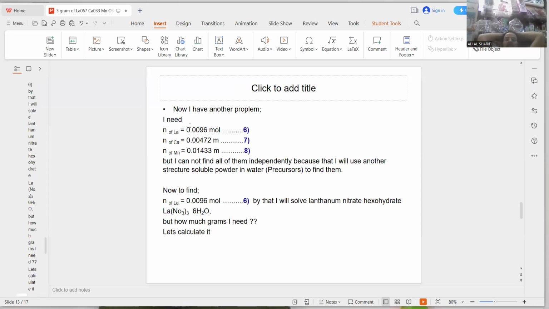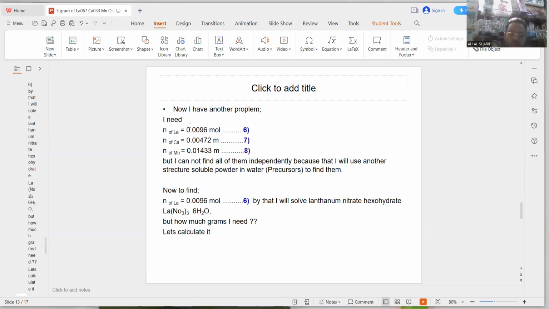Now I have another problem. How can I calculate the mole number of lanthanum, calcium, and manganites independently? I'm talking about the metallic elements at equations 6, 7, 8. And I need grams. How can I do it? Here we will use the precursors. I can find all of them independently because I will use another structure, soluble powder in water. These are the precursors to find them.